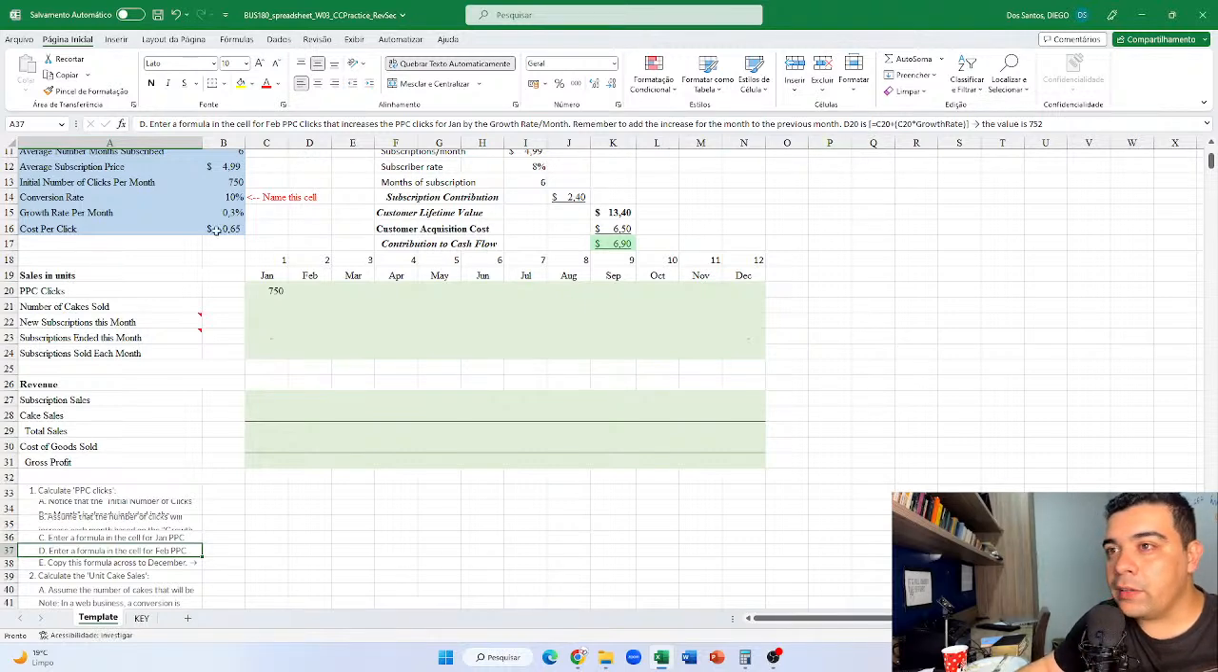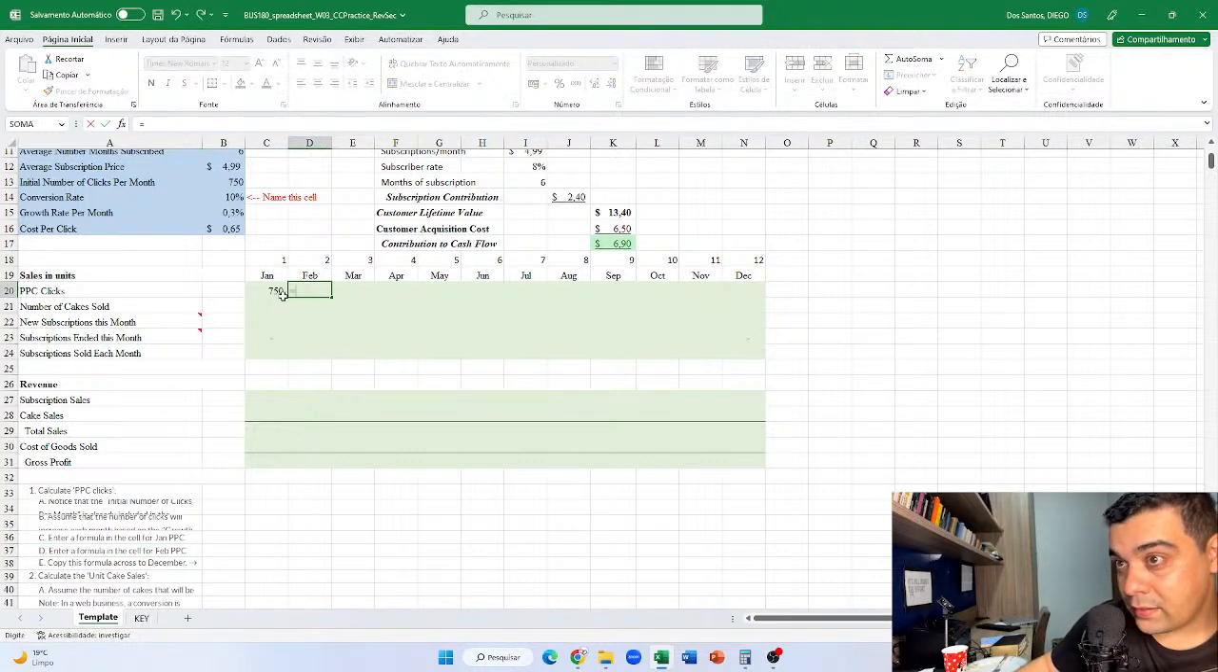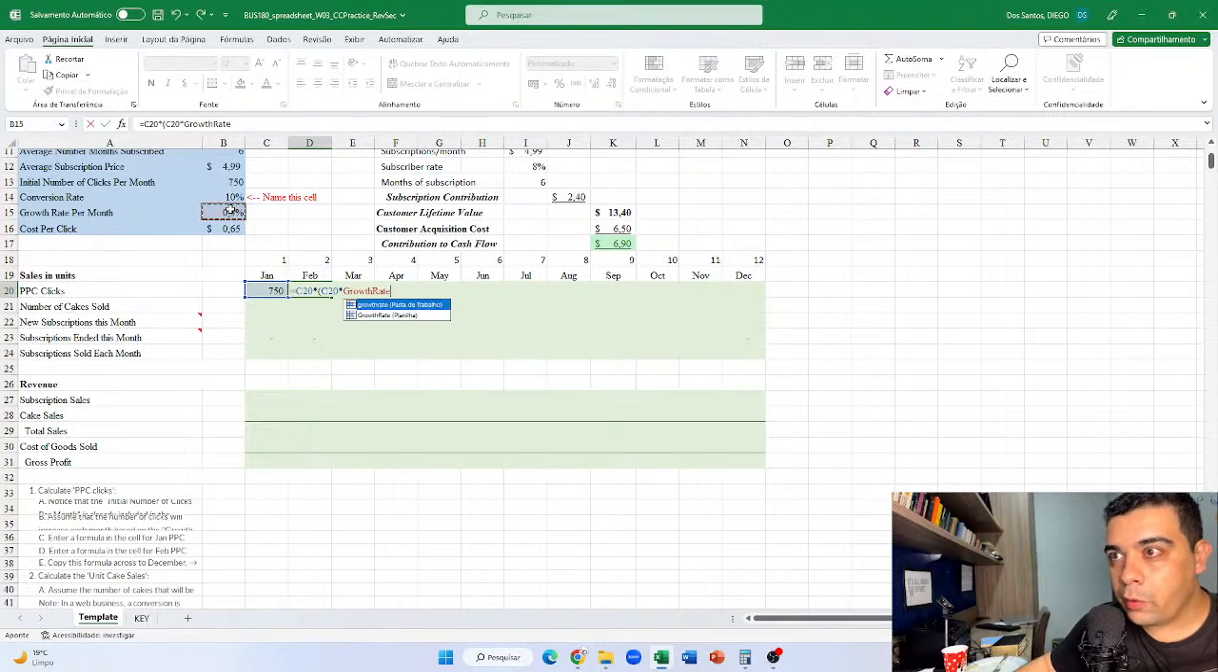Então aqui está falando a fórmula. Então seria equals C20, que é esse, plus C20 times growth rate. Ok. Então esse aqui, ó. C20 times C20 times growth rate. Então o que acontece? Eu quero que ele feche isso aqui primeiro, depois vai esse. Vamos ver?